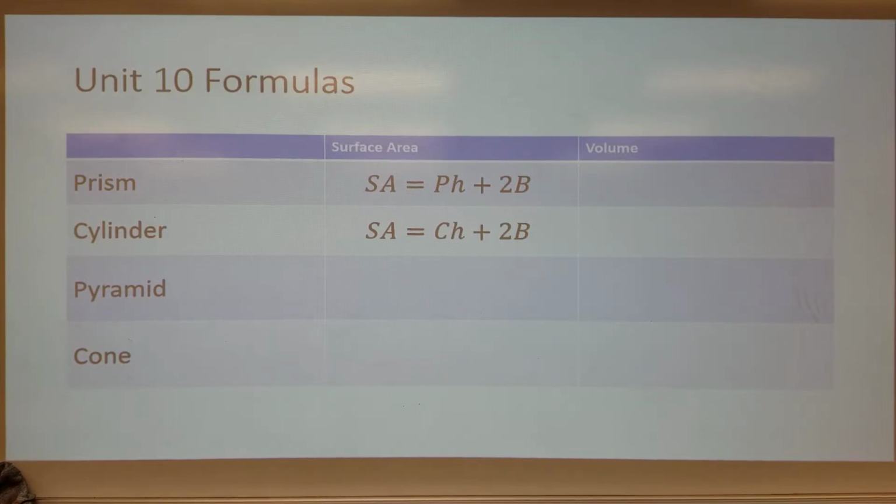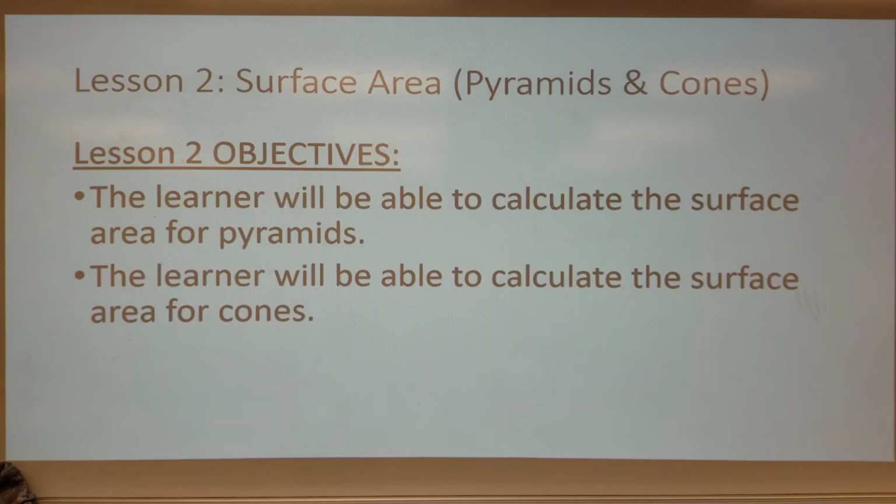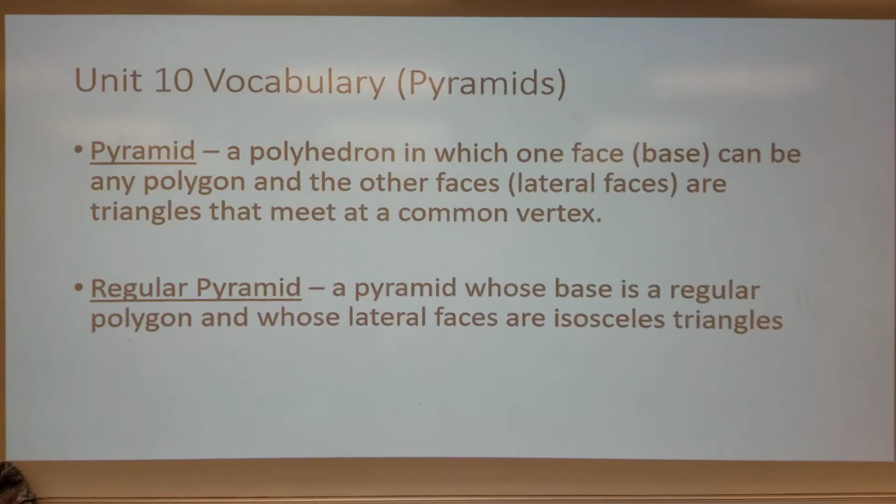We're going to have a very similar relationship for the formulas in pyramids and cones in the surface area as well. So our goals today are to calculate the surface area for pyramids and the surface area for cones. We also have a little bit of vocabulary to get out of the way. I know that it's no fun to write this down, but we just want to make sure that we understand what a pyramid is, and specifically understand that we're going to be working in the context of finding the area, surface area, and the volume for regular pyramids.